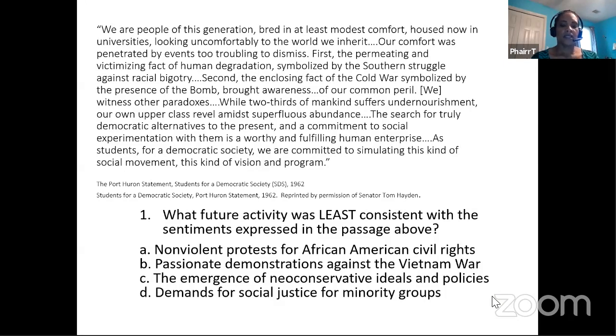All right, so your answer to this question would be C, the emergence of neoconservative ideals and policies. Remember, the word least was capitalized, so everything else would have gone along with this statement based off of what you know about the SDS, what their whole idea, their whole premise was, and why they existed.